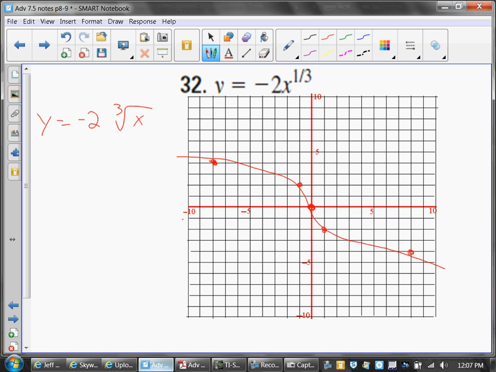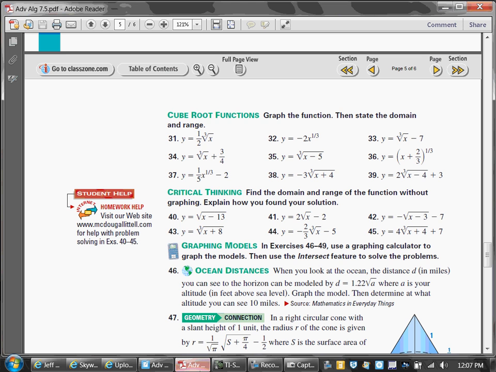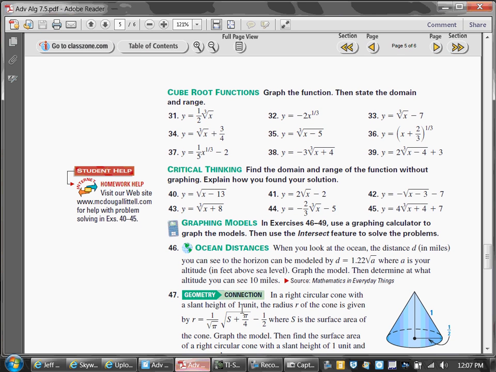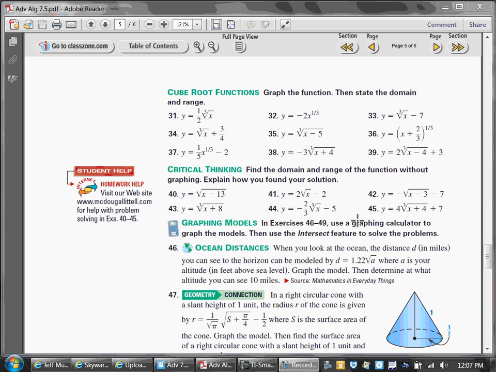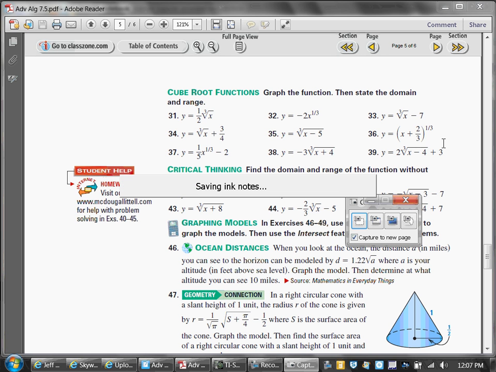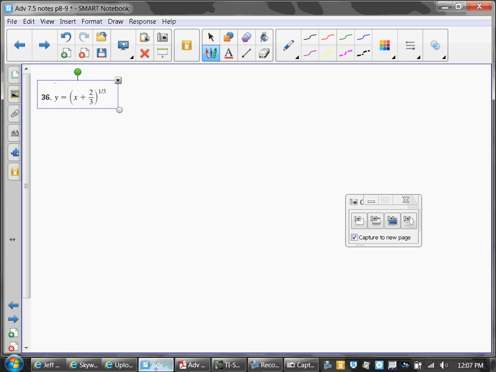What do you got, Nick? 36? Yeah, this is another one of those, you just have to move it over a smidge. Yeah. You just have to move it over just a little bit.